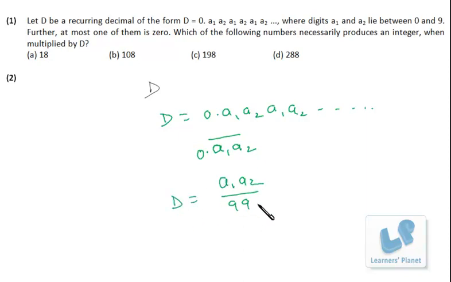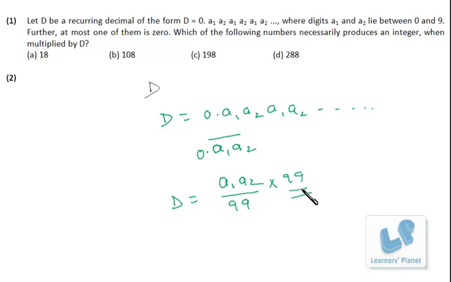Now we got the number, what is D? That is A1 A2 by 99. But we are not clear what is the value of A1 and what is the value of A2 over here. We are given that both of them are lying between 0 to 9. But then also we are not clear whether they are same or whether they are different, whatever the value they are having, right? So what is the possibility over here to make this number an integer? To multiply this number at least with 99?